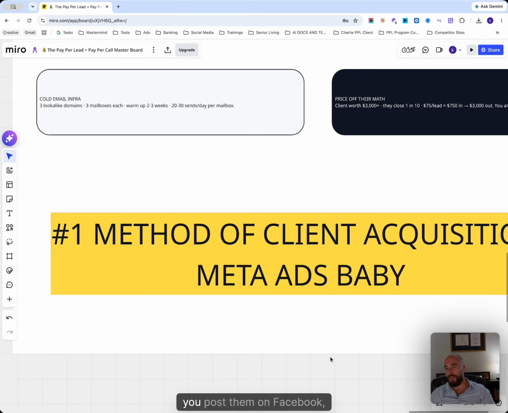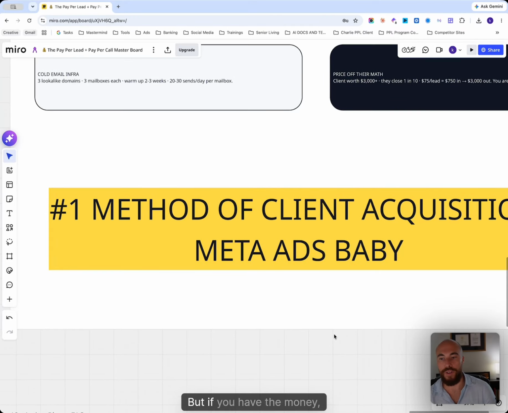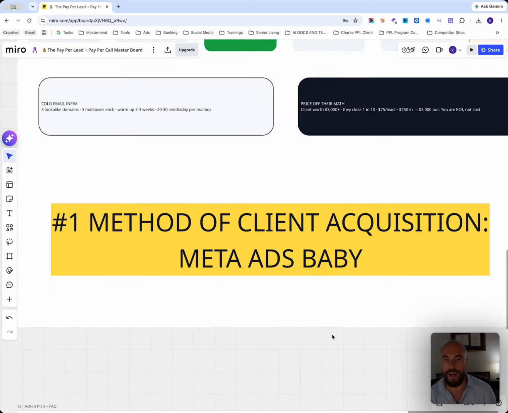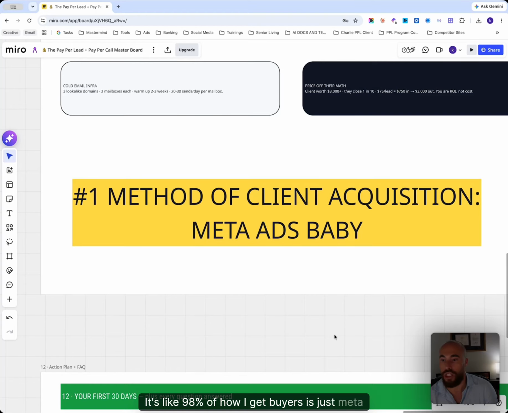You make ads, you post them on Facebook, then the ads will book you calls, and then the calls you get on and you close sales calls. It's much easier and requires less manual effort. It just requires more upfront financial risk. But if you have the money, I would say don't do anything else but Meta ads. I mainly run Meta ads to get buyers. It's like 98% of how I get buyers is just Meta ads.